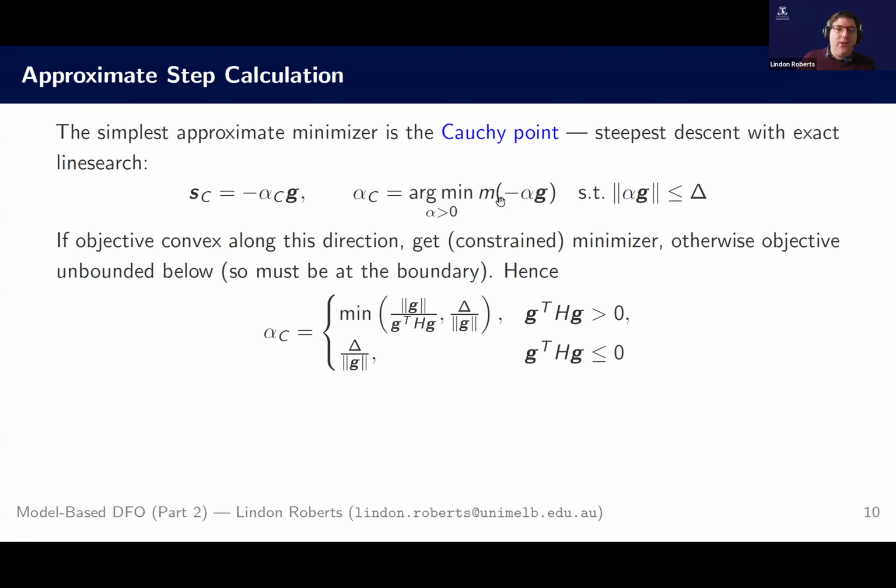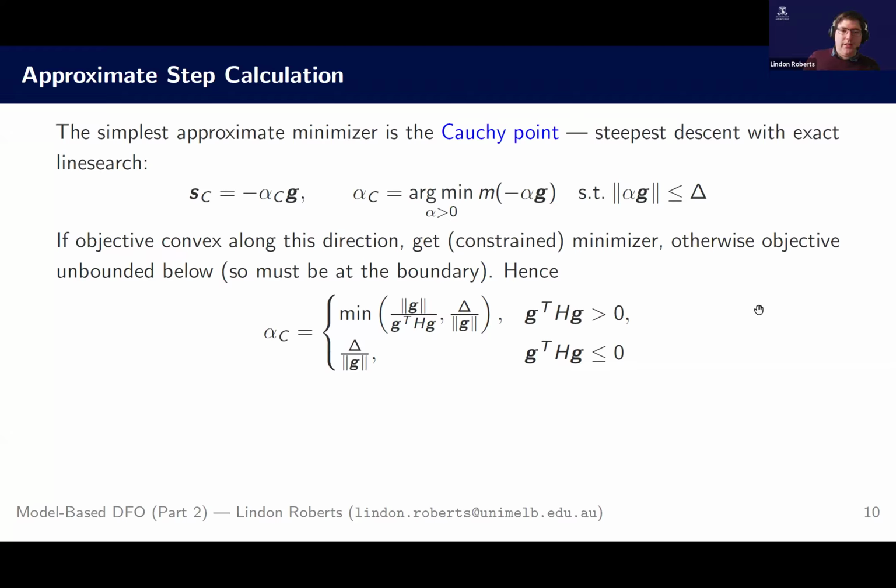Basically, if along this direction the objective is a convex quadratic, well then either you're going to be at the global minimizer of the quadratic or you're going to be on the boundary. If it's a non-convex quadratic, then it's sort of concave, in which case you must be at the boundary to solve this problem. And so you can write down an explicit expression for alpha c covering those two cases. In effect, there's three cases: convex interior, convex boundary, non-convex boundary.